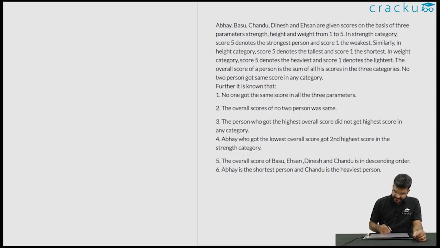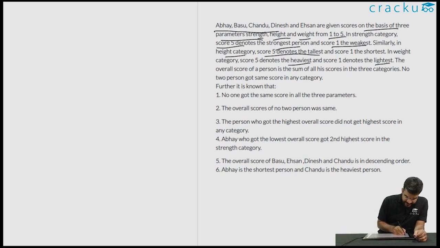In this question, it is given that there are 5 people, Abhay, Basu, Chendu, Dinesh and Ehsan, who are given scores on the basis of 3 parameters. The 3 parameters are strength, height and weight, and they are given scores from 1 to 5. In the strength category, 5 denotes the strongest person and 1 denotes the weakest person. Similarly, in the height category, 5 denotes the tallest and 1 denotes the shortest. And in the weight category, 5 denotes the heaviest and 1 denotes the lightest.